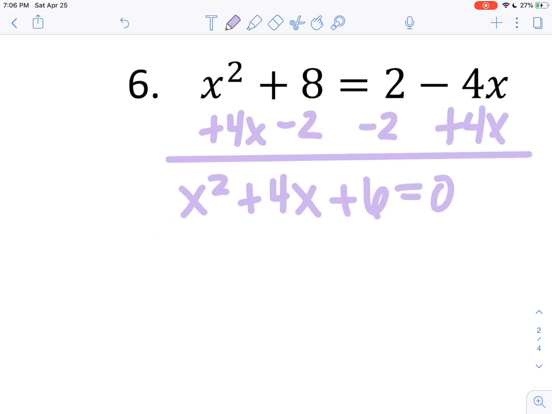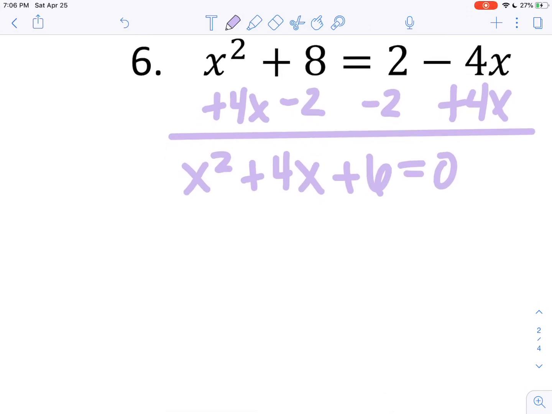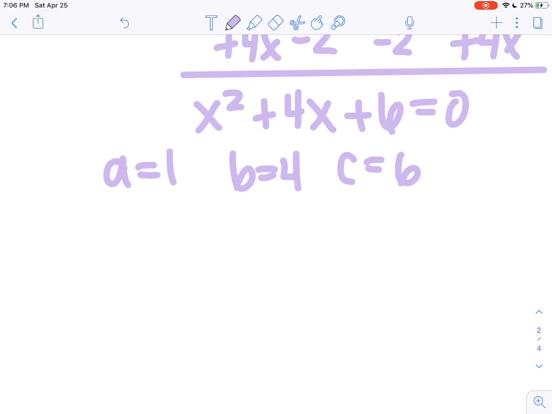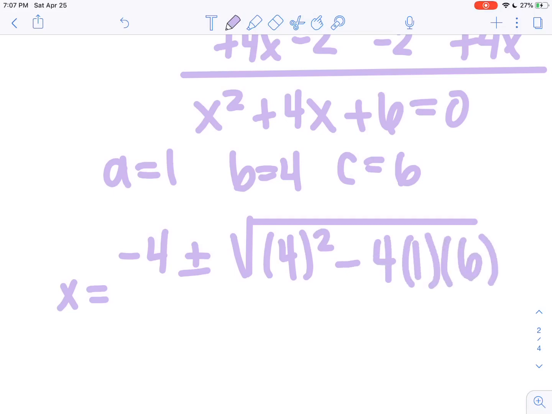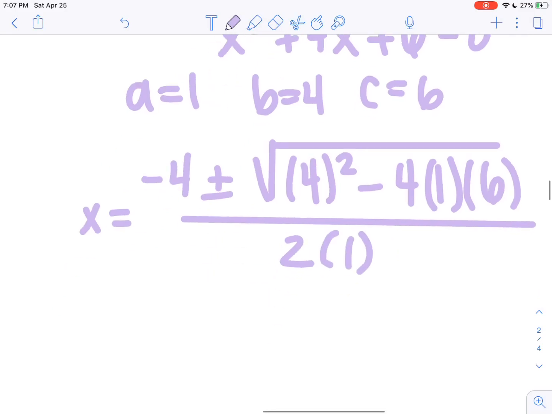Not factorable, so you have to use the quadratic formula no matter what. Identify your a, b, and c. So a equals 1, b equals 4, and c equals 6. So opposite of b, plus or minus the square root of b squared, which is 4 squared, minus 4 times a times c, all over 2 times 1.